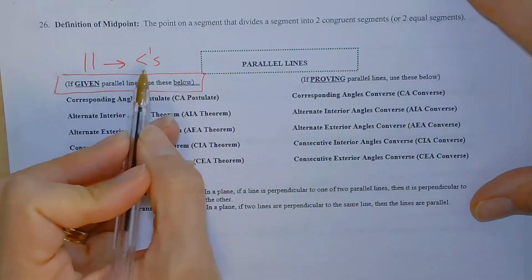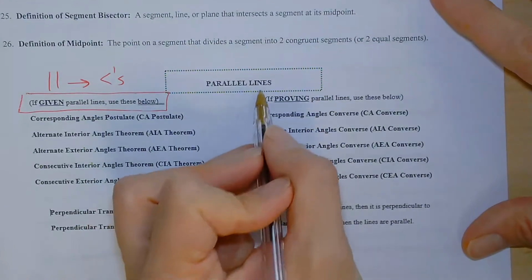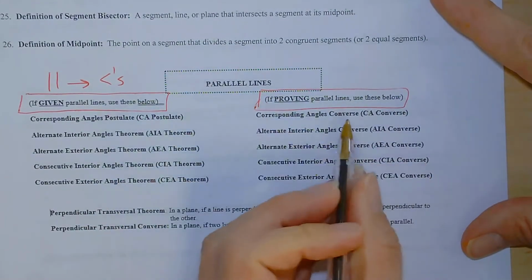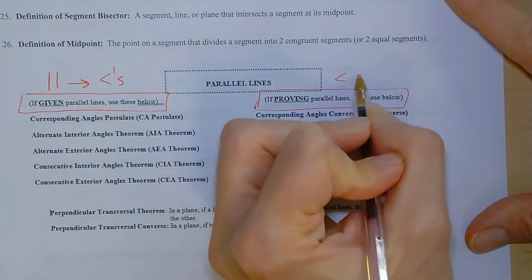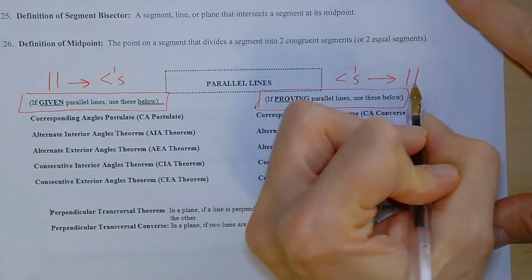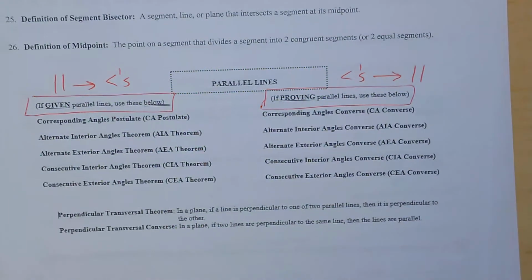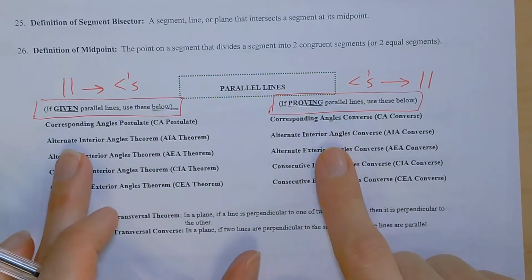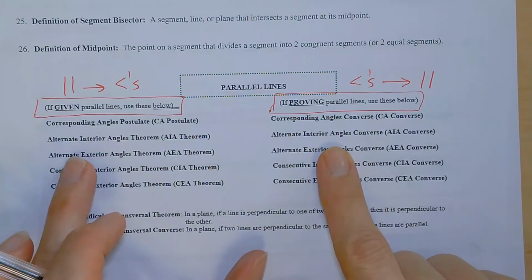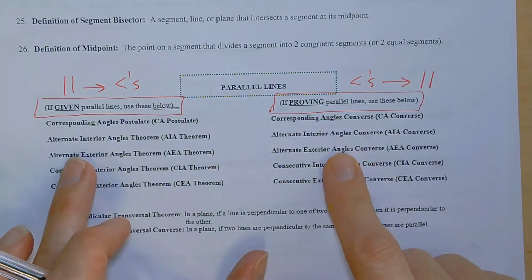So if lines are parallel, you can say something about the angles. Now, over here, if you notice, these are all the converses. So this is if you know something about the angles, then you can actually prove that lines are parallel. So these are opposites of each other. These are the old ones that we learned last time, and these are the new ones that we're doing today.